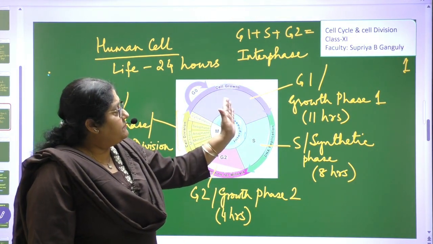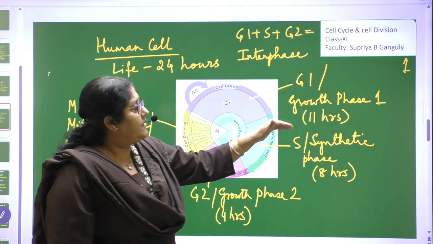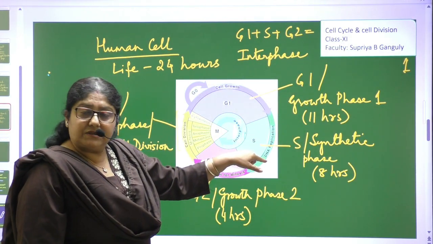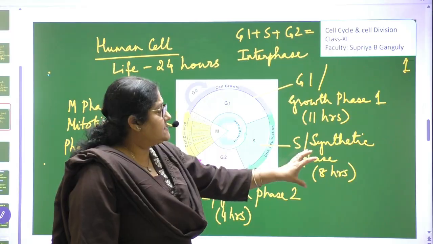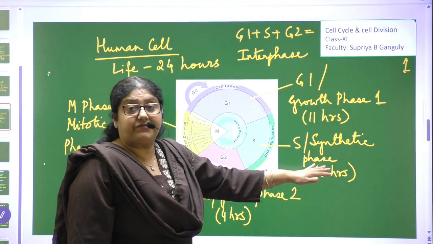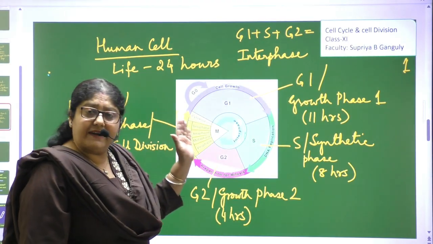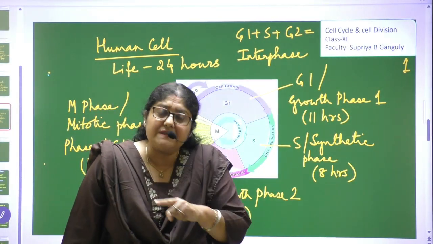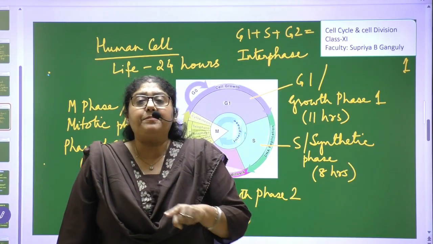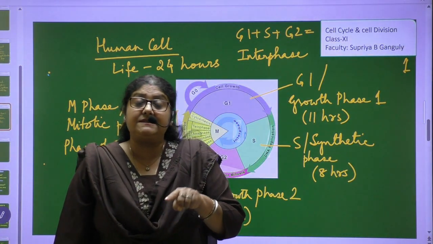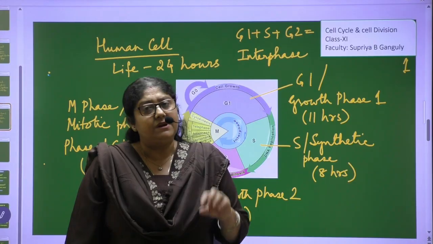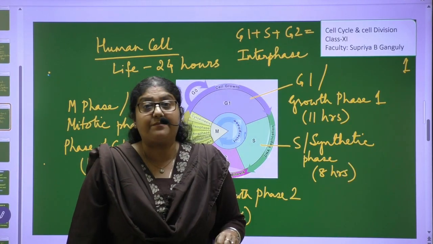Does something which goes on for 11 hours, only after 11 hours will the cell pass into the synthetic phase? Then in the synthesis, which will take 8 hours, after that it will pass on to the growth phase, which will take 4 hours, and then the dividing phase for 1 hour. Who is regulating this complete sequence of events in all the cells of the organism? Do we have controls? Do we have checkpoints?